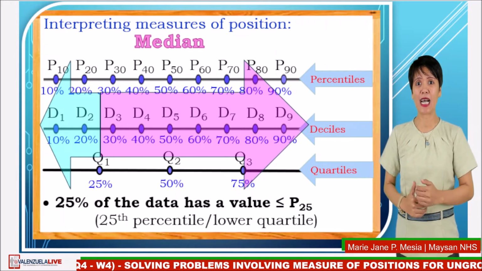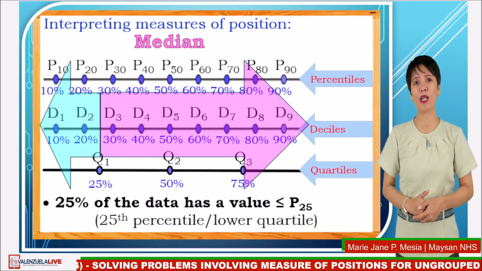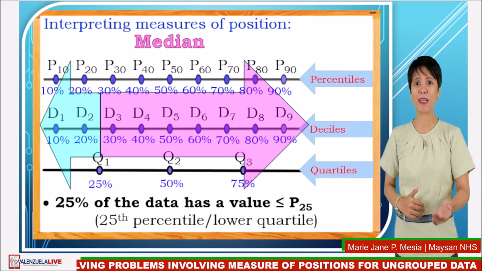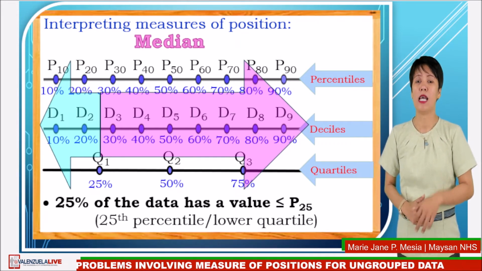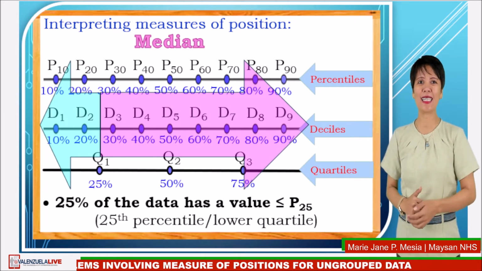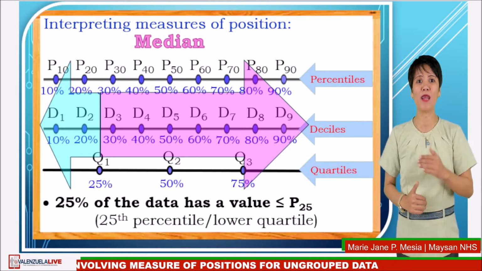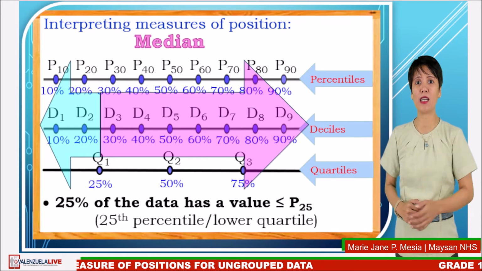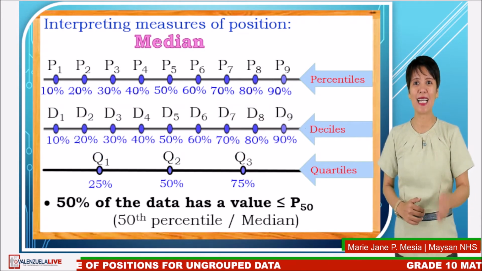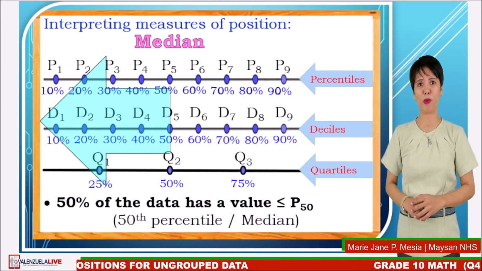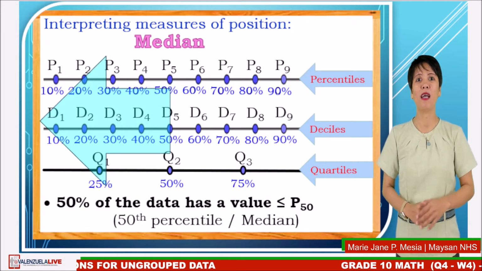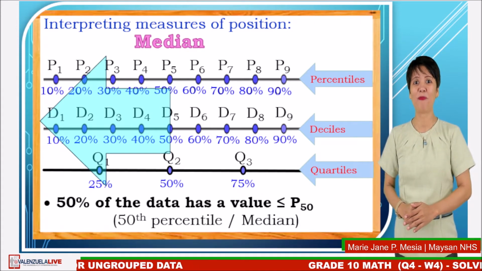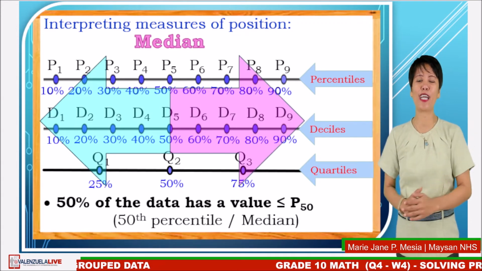50% of the data has a value less than or equal to P sub 50, or the 50th percentile or the median. P sub 50 separates the lowest 50% from the other 50%. This means that 50% of the data have values less than or equal to P sub 50. And at the same time, 50% of the data have values greater than or equal to it.